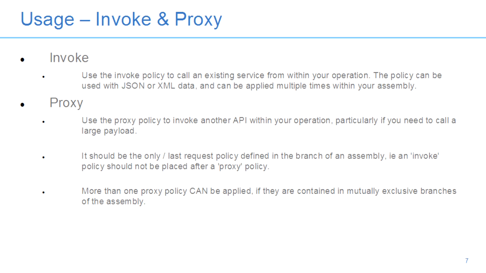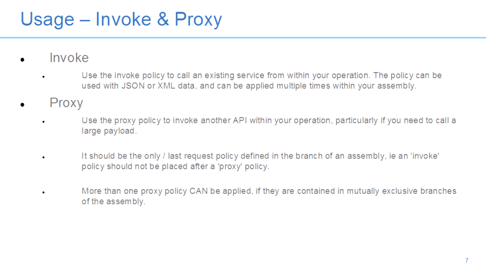The Invoke policy can be used multiple times within your assembly, so you can call an Invoke to go to one backend service, pull the data in, and then a bit later on call another service, another Invoke to get some more data from somewhere else, and then maybe combine all of that data into the response back to the user. The proxy, again, is very similar to the proxy that we had in version 4.